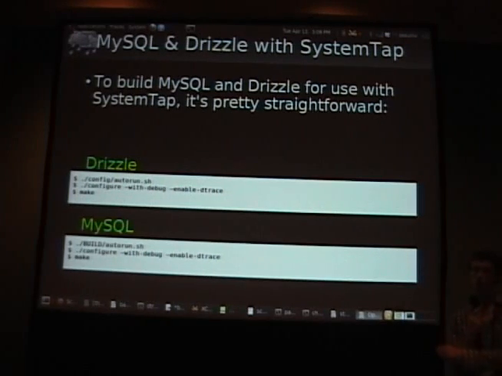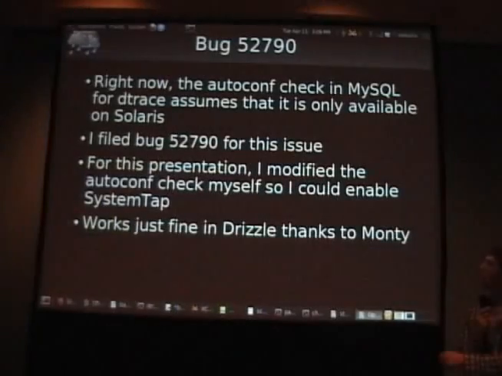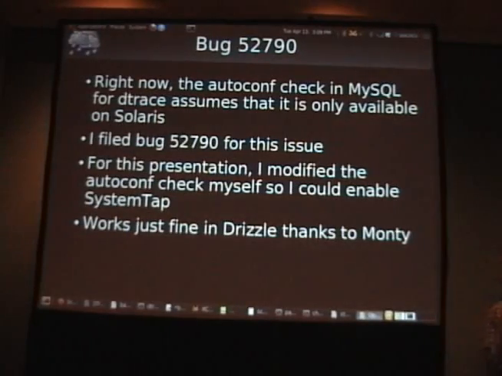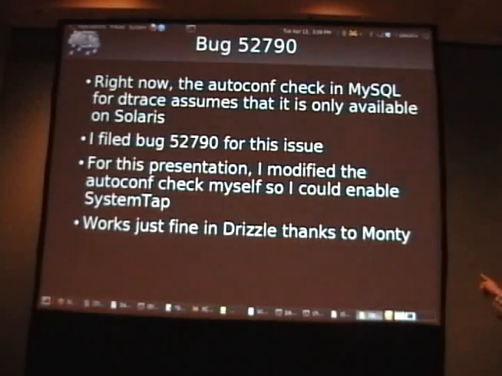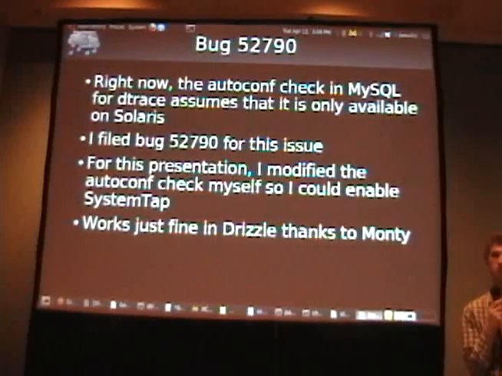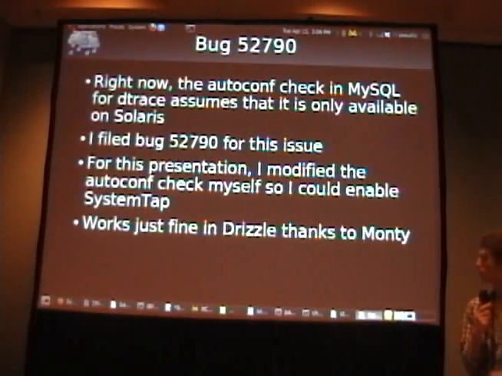It works perfectly with Drizzle, but unfortunately right now there's a bug with MySQL. I logged the bug. It's 52790. Their autoconf scripts don't correctly check for DTrace on these platforms. They're assuming that DTrace is only available on Solaris, whereas you can use the DTrace probes with other systems now. So I logged the bug, and I'm pretty sure they'll fix it pretty soon. For this presentation, I actually modified MySQL myself so I could do the presentation. I modified the autoconf file myself. And if anybody wants me to show them, I can show it afterwards.